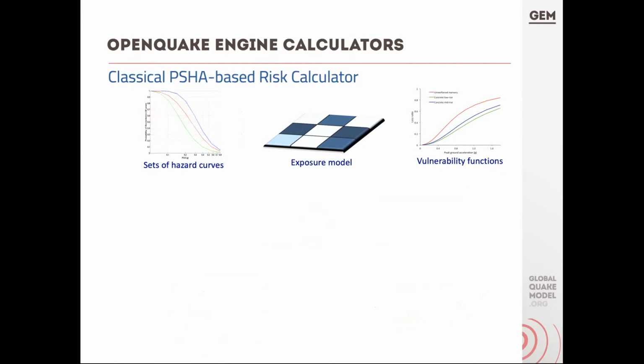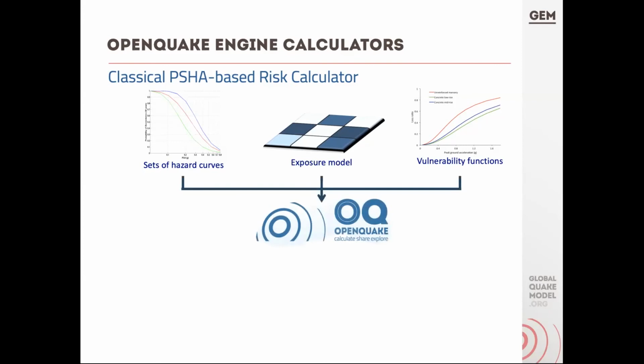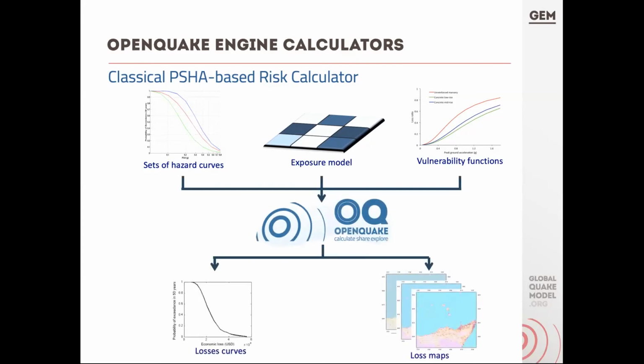What are the other options that we won't have time to go through, the classical PSHA-based risk calculator? If you want to do it, the input files are the same that we will use for event-based. So feel free if later you want to explore this. But in this case, we combine the exposure model and the vulnerability function, and as a result, we will get the loss curves, which are very similar to the hazard curves. They will represent the economic loss for a given return period or probability of exceedance, and the loss maps.